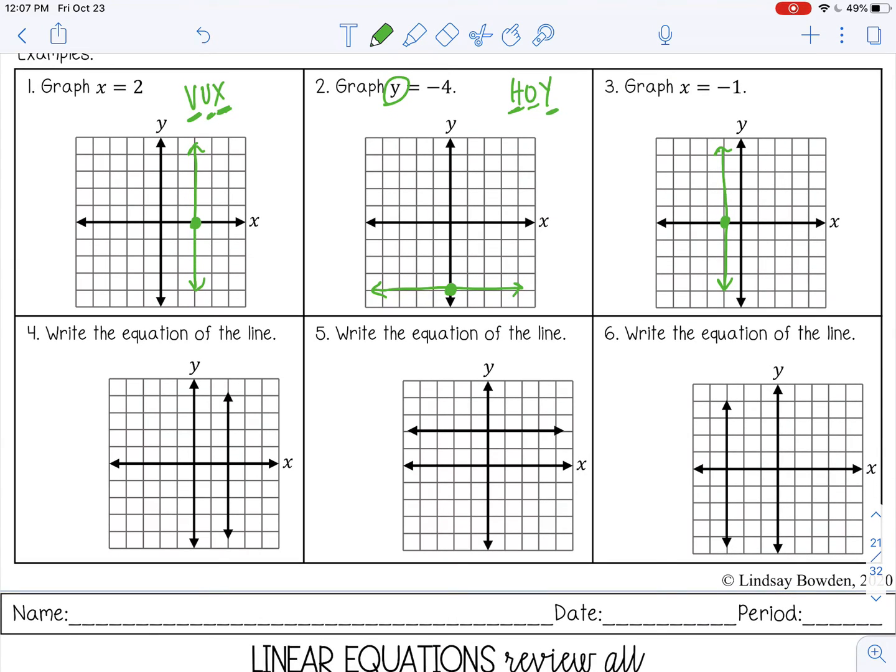All right, and then in the next 3, the graph is already done for you. We want to write the equation of that line. So number 4 is a vertical line. That means it's going to be x equals a number, and it's going through 2 on the x-axis, so it's x equals 2. Pause the video and try the last 2 by yourself.